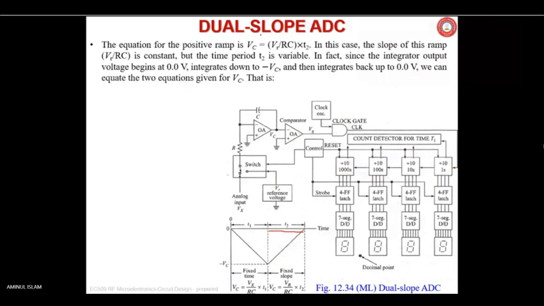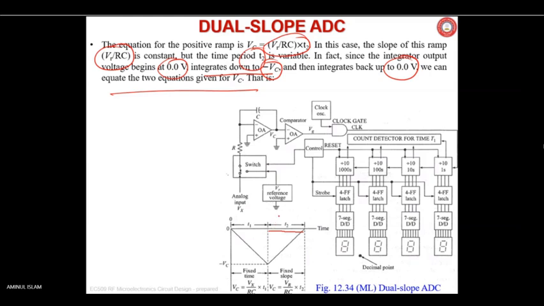The equation for the positive ramp is this one. In this case, the slope of this ramp is obviously VR by RC. It's a constant, but the time T2 is variable. In fact, since the integrator output voltage begins at 0, integrates down to -Vc, and then integrates up to 0 volt, you can equate the equations.